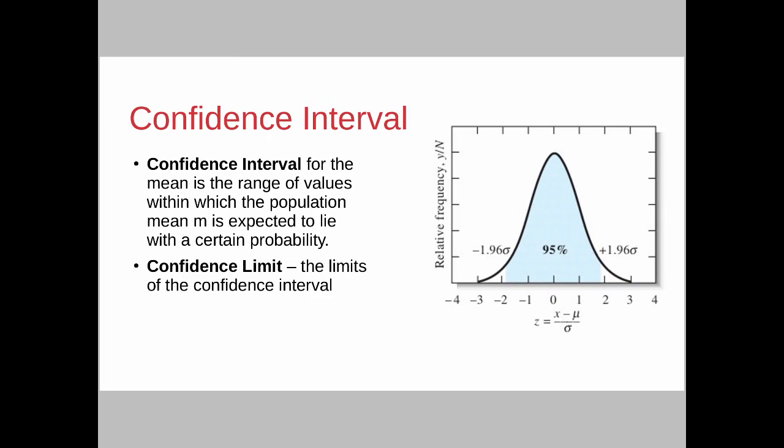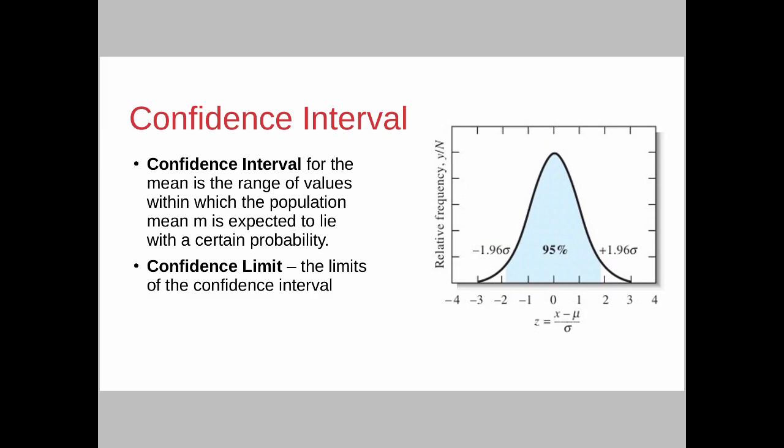So we start with the simplest one, confidence interval. The confidence interval is basically the interval wherein the mean lies. The confidence interval for the mean is the range of values within which the population mean M is expected to lie with a certain probability.